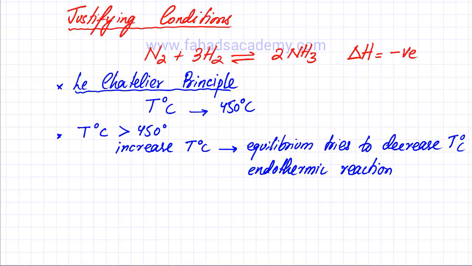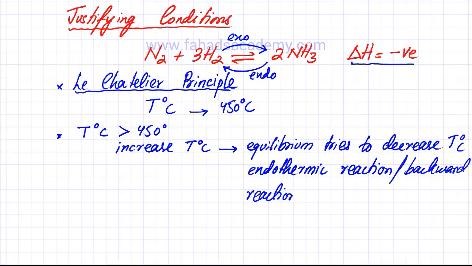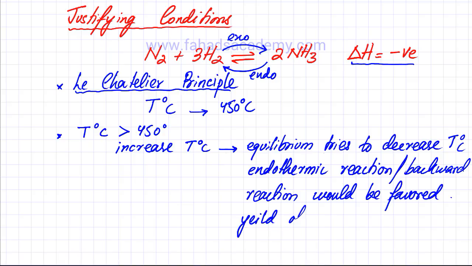In our case, since the enthalpy is negative, the forward reaction is exothermic. So our backward reaction would be endothermic. So the endothermic reaction is favored, which means that the backward reaction would be favored. And we don't want the backward reaction to be favored. We want the forward reaction to speed up. So it's not really going to help us. The yield of ammonia, or the output of ammonia, is going to decrease. So the yield of NH3 decreases since the equilibrium is going to shift to the left hand side.